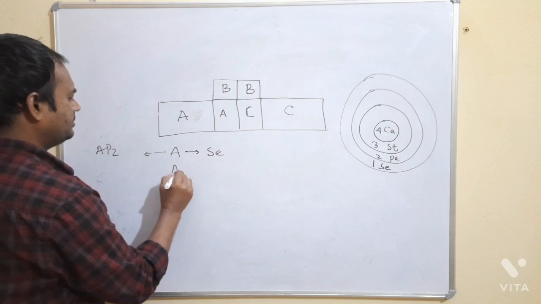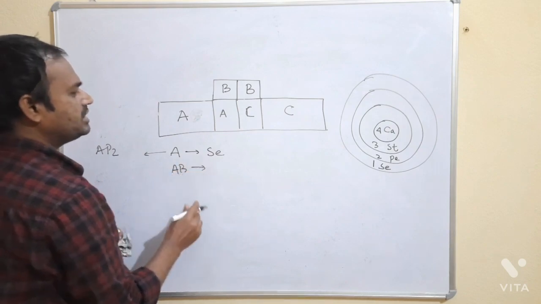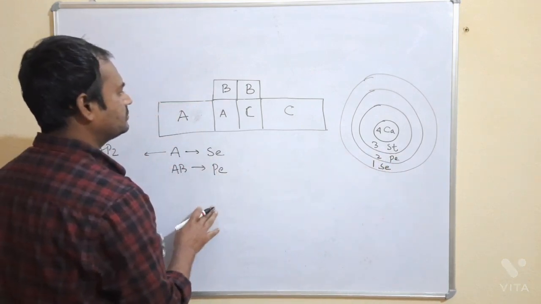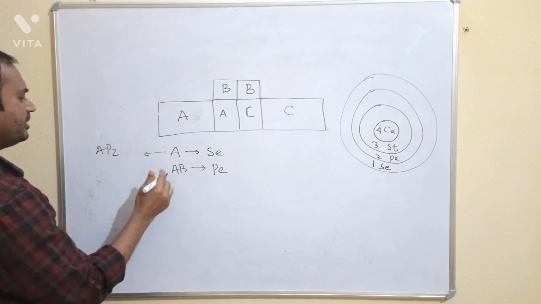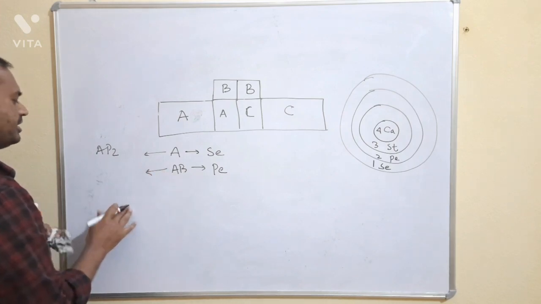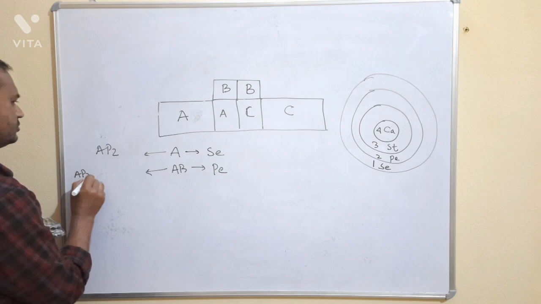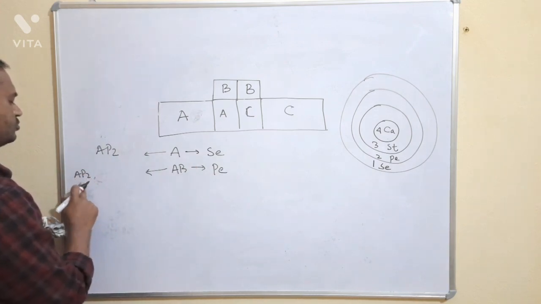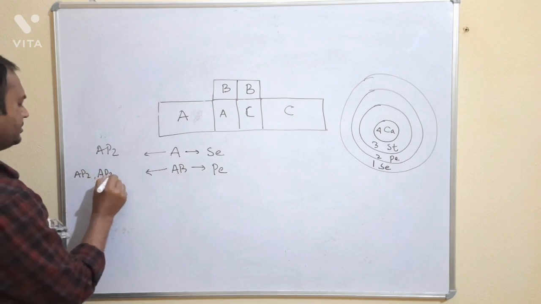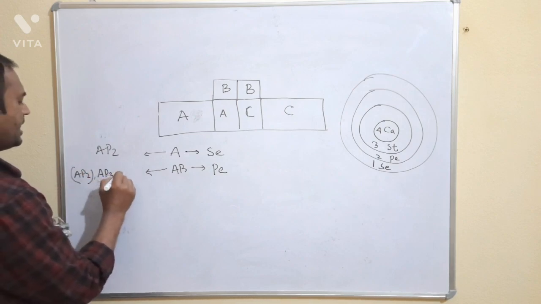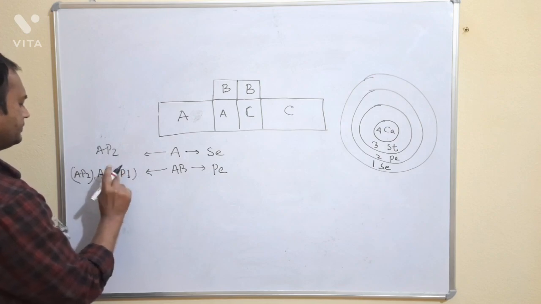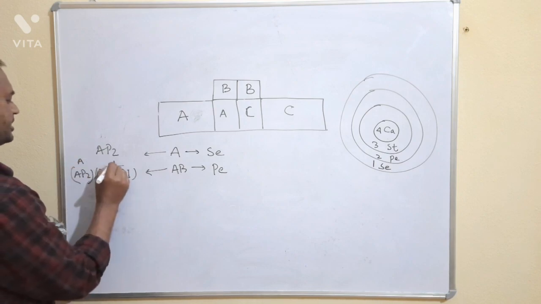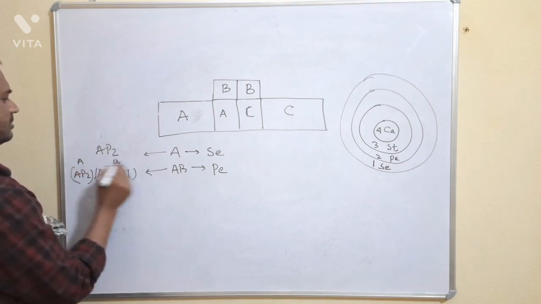AB is responsible for the formation of the petal. This AB will be encoded by first AP2, and if you recall the previous thing which we have discussed, AP2, then AP3 and PI. So this is the A class gene and this is the B class gene. Okay, now it is AB.